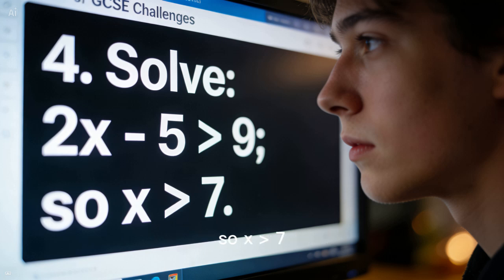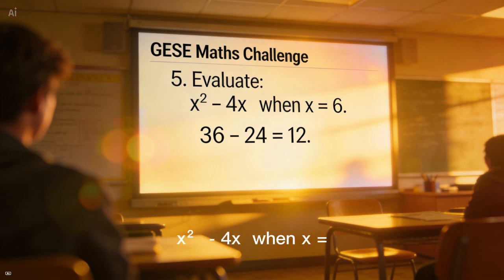So x greater than 7. Evaluate the expression when x equals 6: 36 minus 24 equals 12.